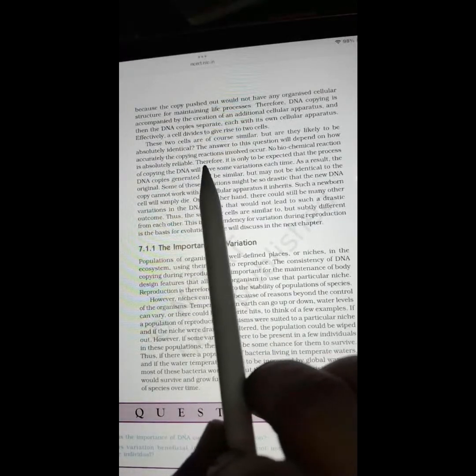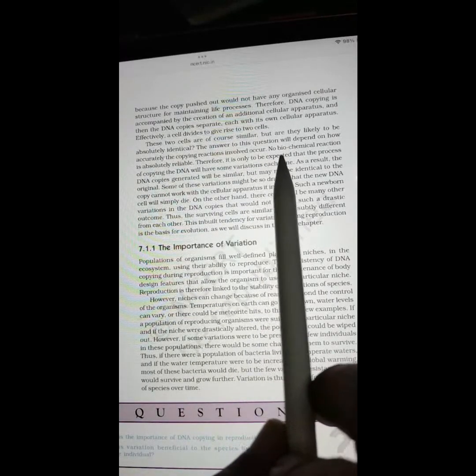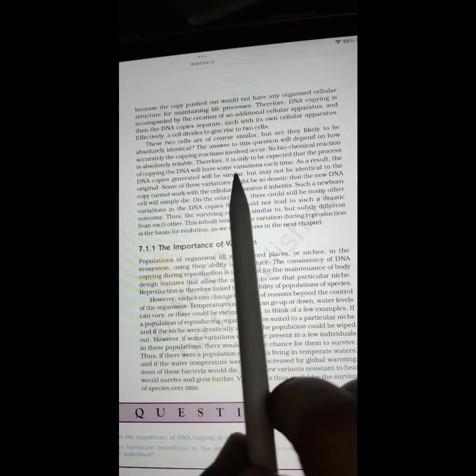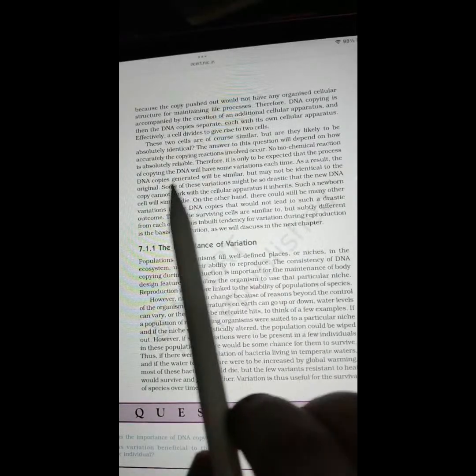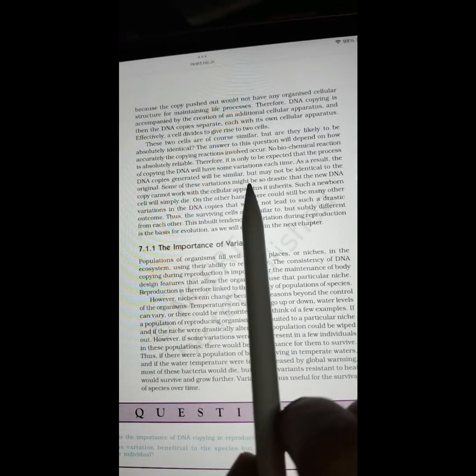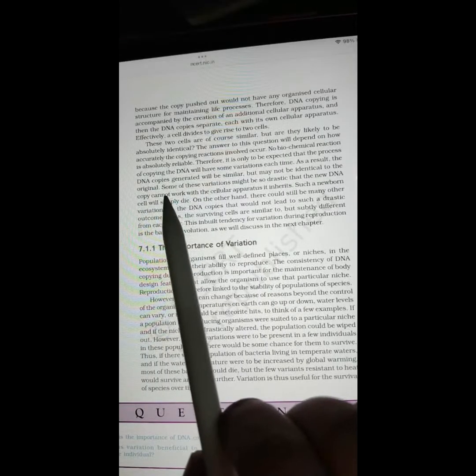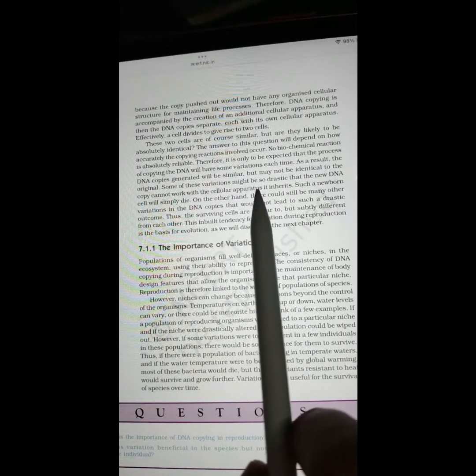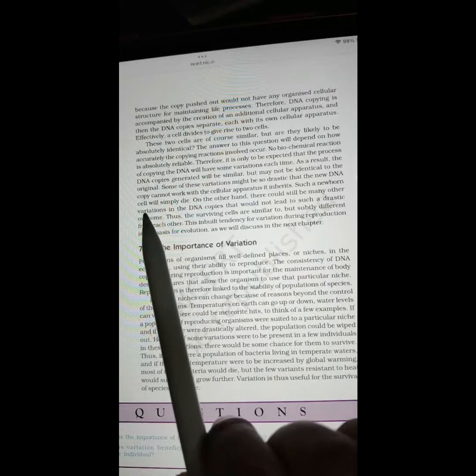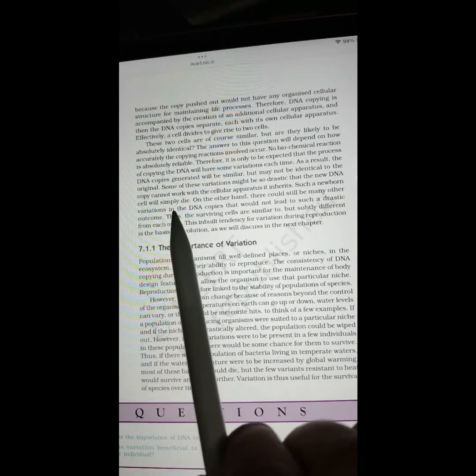These two cells are, of course, similar, but are they likely to be absolutely identical? The answer to this question will depend on how accurately the copying reactions involved occur. No biochemical reaction is absolutely reliable. Therefore, it is only to be expected that the process of copying the DNA will have some variations each time. As a result, the DNA copies generated will be similar but may not be identical to the original. Some of these variations might be so drastic that the new DNA copy cannot work with the cellular apparatus it inherits. Such a newborn cell will simply die.